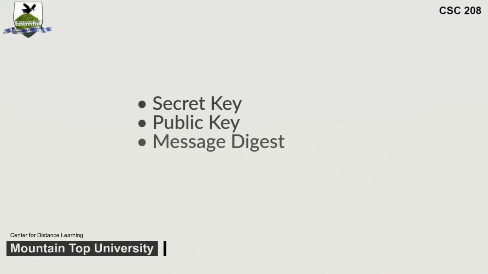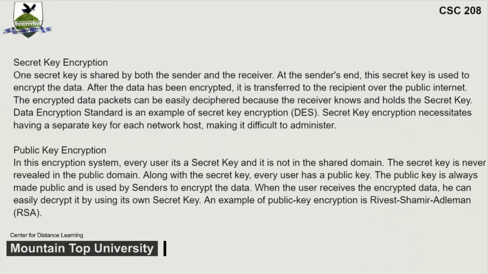Secret key encryption: one secret key is shared by both the sender and the receiver. At the sender's end, this secret key is used to encrypt the data. After the data has been encrypted, it is transferred to the recipient over the public Internet. The encrypted data packets can be easily deciphered because the receiver knows and holds the secret key. Data Encryption Standard, DES, is an example of secret key encryption. Secret key encryption necessitates having a separate key for each network host, making it difficult to administer.